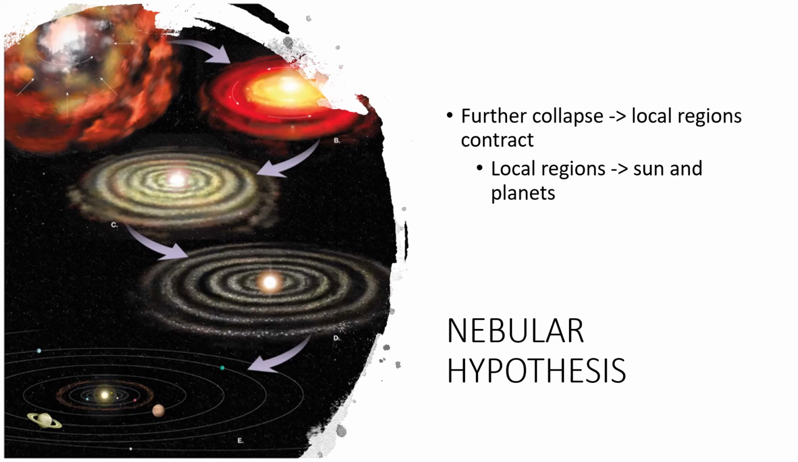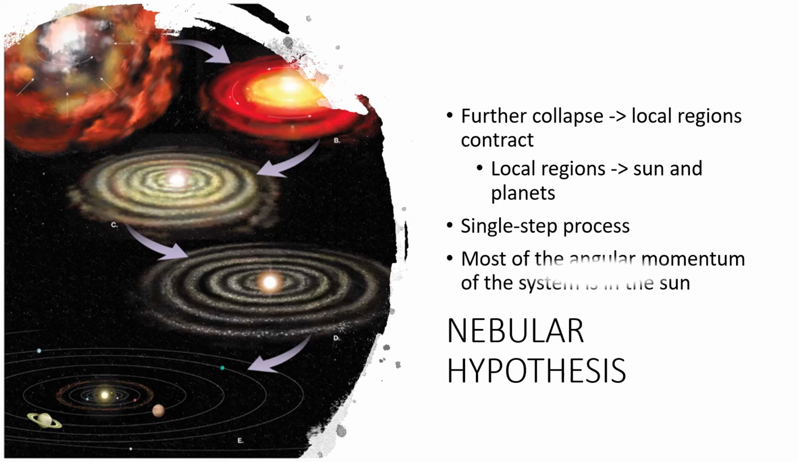The nebular theory proposed a single-step process, and it suggests that most of the angular momentum of the system is in the sun. If the nebular hypothesis was accurate, the sun would be spinning much faster than it does, according to the law of conservation of angular momentum. However, the sun has only 2% of the angular momentum, and the remaining percentage is in the planetary orbits.